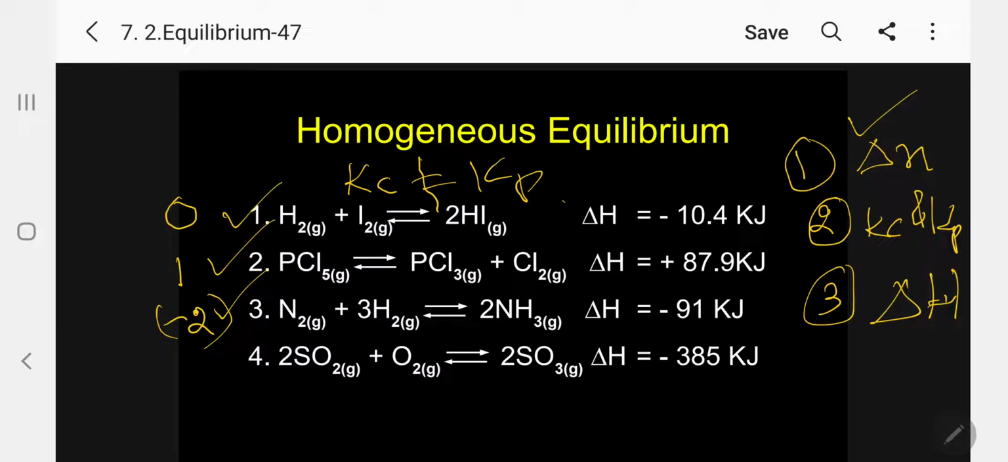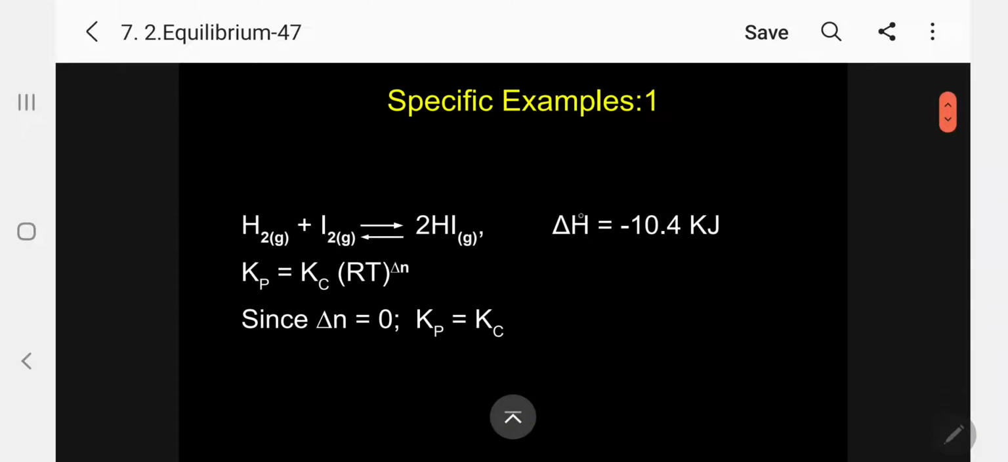In the first case, exothermic, minus 10.4. The magnitude only we must know, but the numerical value is not necessary. The decomposition of PCl5 is endothermic. Formation of ammonia is again exothermic. Kindly follow. Whenever we are discussing the Le Chatelier-Braun principle, these 3 factors you must keep in your mind and discuss. Please follow.